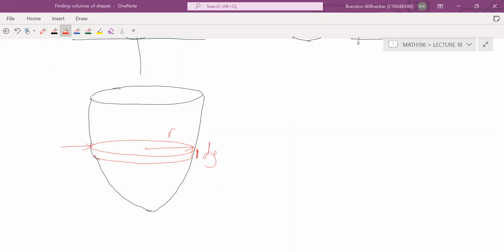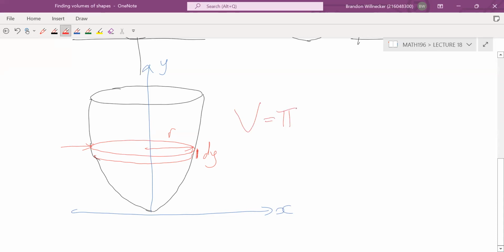Okay, cool. So let's just put in our axes here so we can see what's going on. Okay, so I've got my thickness dy, I've got the radius r. So what is the volume of this piece that I've cut out? The volume is equal to pi r squared dy. That's the volume of this slice.